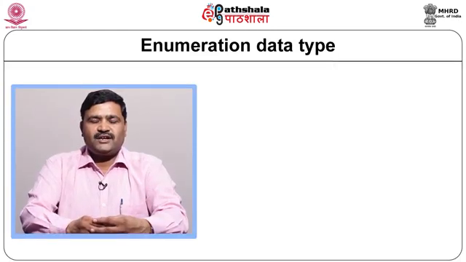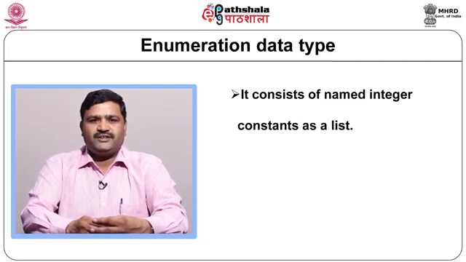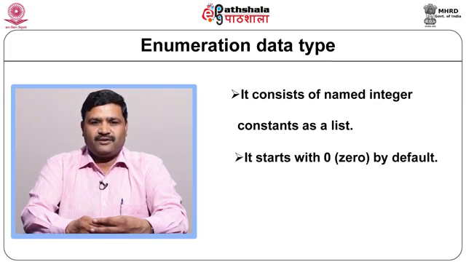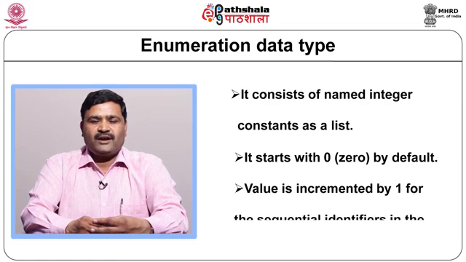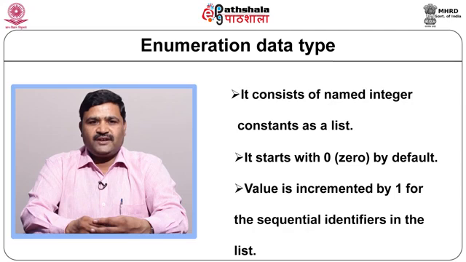So far, we have seen different data types like integer, float, character. Now let us see what the enumeration data type used in C language is. The enumeration data type consists of named integer constants as a list, members or enumerators of the type. The list will begin with 0 by default. The value in the enumerator data is incremented by 1 for sequential identifiers in the list.